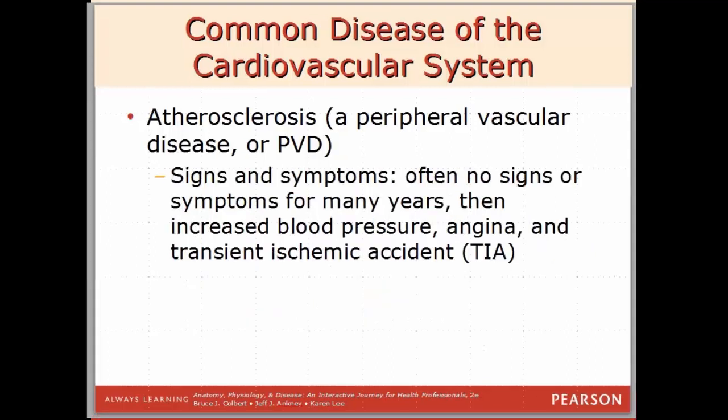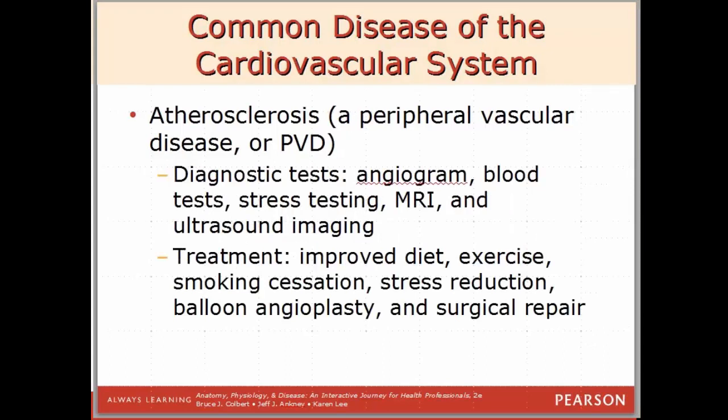Signs and symptoms. Again, it's like with arteriosclerosis. There are often no signs for years or even decades. And then you get an increase in blood pressure. You get angina, TIAs. Some diagnostic tests: angiograms, blood tests, stress testing, MRIs, ultrasounds. And then for treatments: improved diet, improved exercise, stopping smoking, reducing stress, balloon angioplasty, and then also surgical repair.